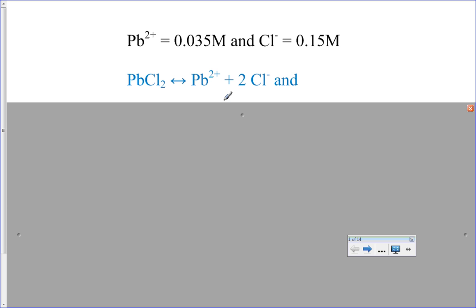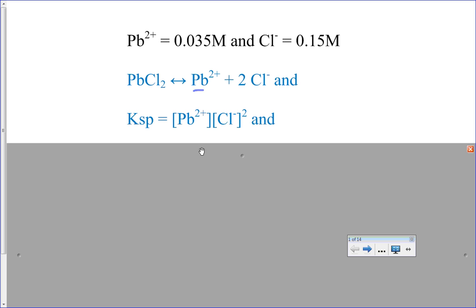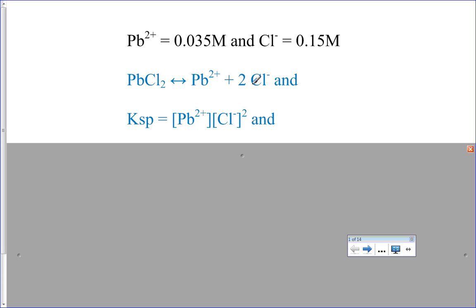You always need to make sure that you examine the equation, because this is how we get our Ksp expression. So these two things, lead and chloride, would have to combine in a 2-to-1 ratio, 2 chlorides for every 1 lead. Once you know that, the Ksp expression is easy, noting that we've got our 2 up here. So we just substitute these numbers into these places.